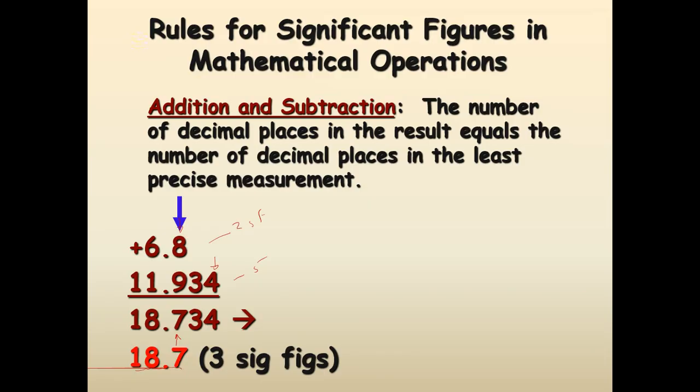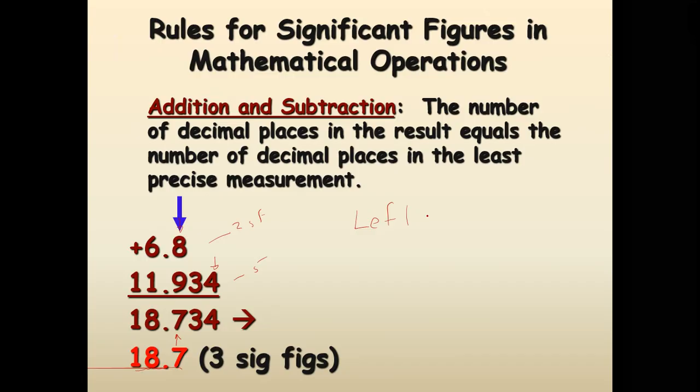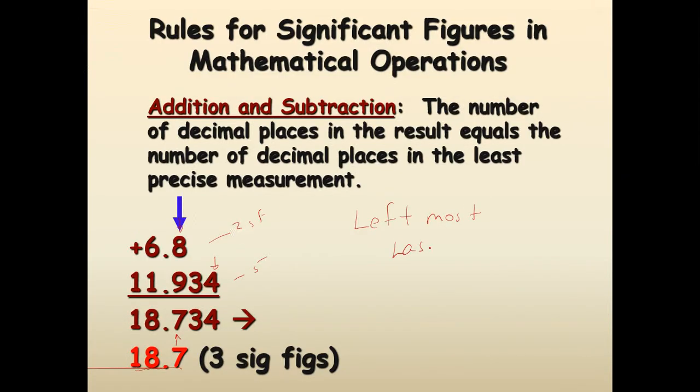That's because we're talking about the location of the last sig fig. I call it the leftmost last. The location of this leftmost last sig fig: one of the last sig figs is the 8, and 6.8 is the one most towards the left. I'm going to round to that location, to the 1 digit past the decimal.